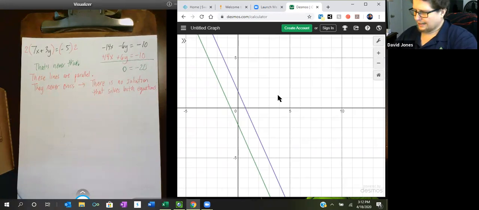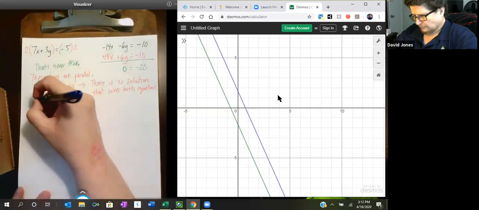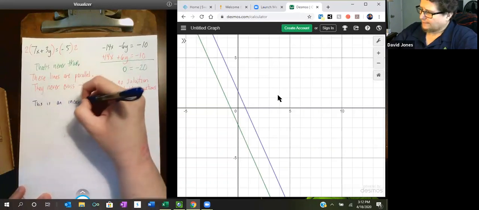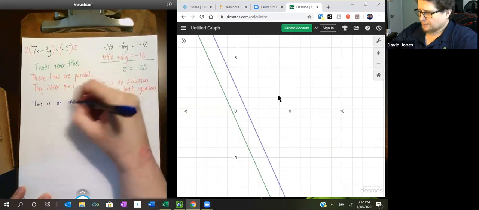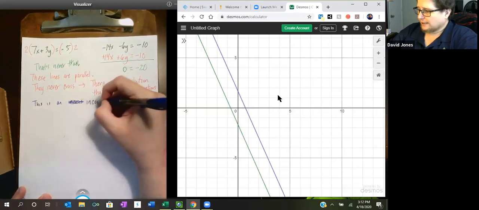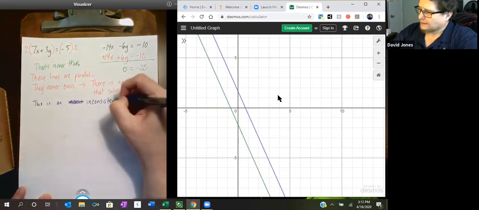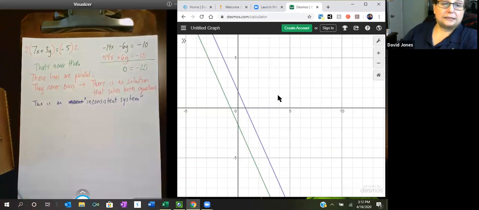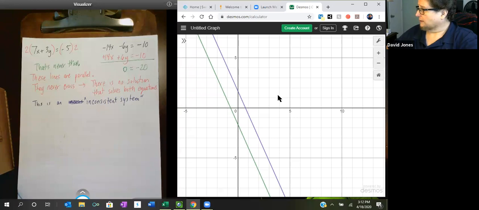And they call this an inconsistent system. I'm not big on that terminology. There's just no solution. The lines are parallel.